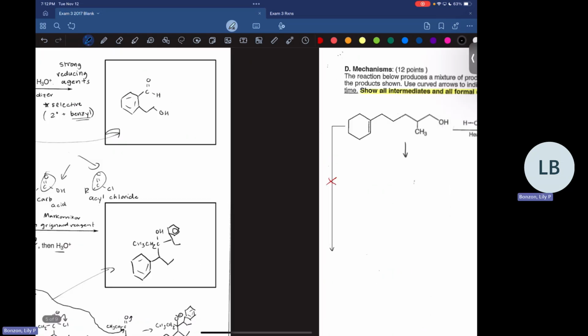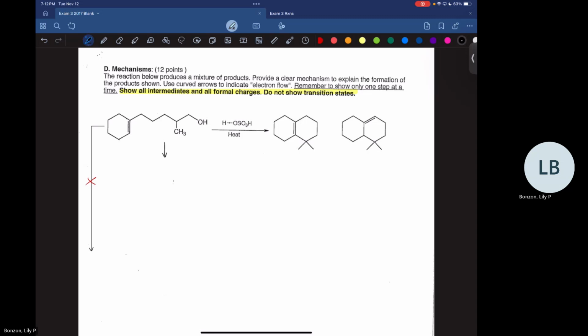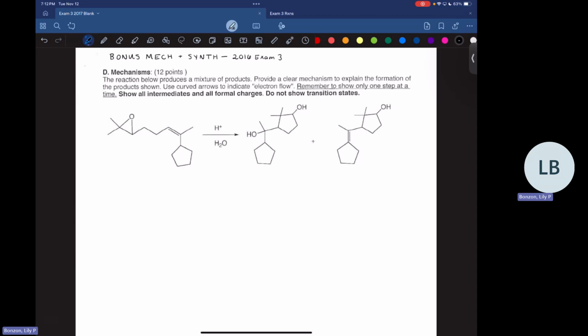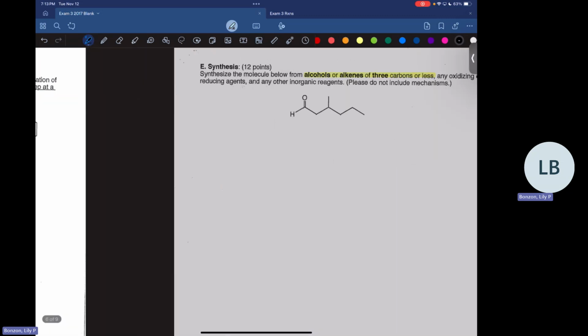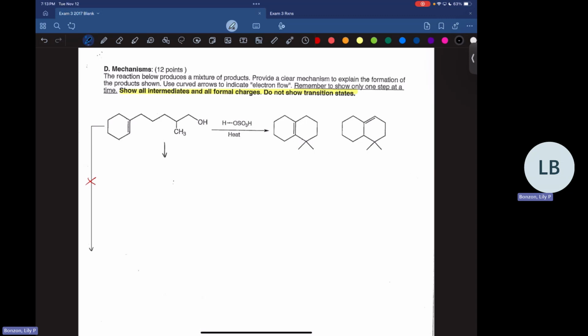Okay, I'm going to go ahead and move on to mechanism. I'm going to go over this mechanism and this synthesis. And then if you guys want to stay, I'm going to do a little bonus and do an additional mechanism and synthesis from a different exam, just for extra practice for anybody who wants it. I believe the one I pulled from was 2016, so we'll do that afterwards. I'll record it and post it on YouTube because why not? I'll post this after I finish annotating it to the teams.